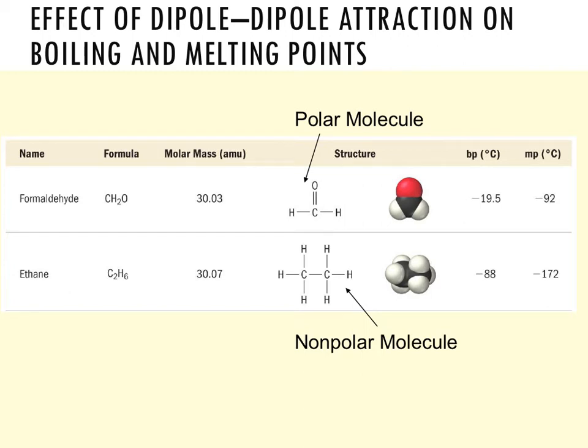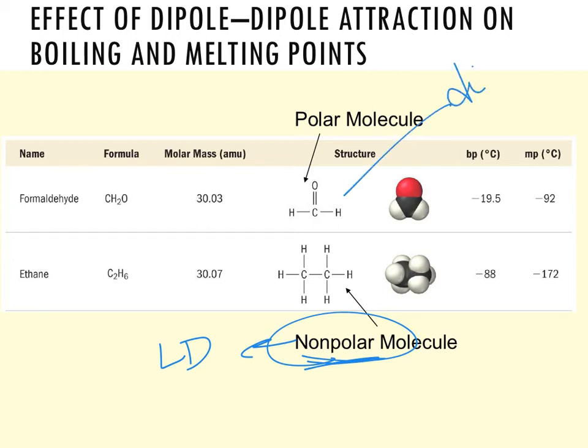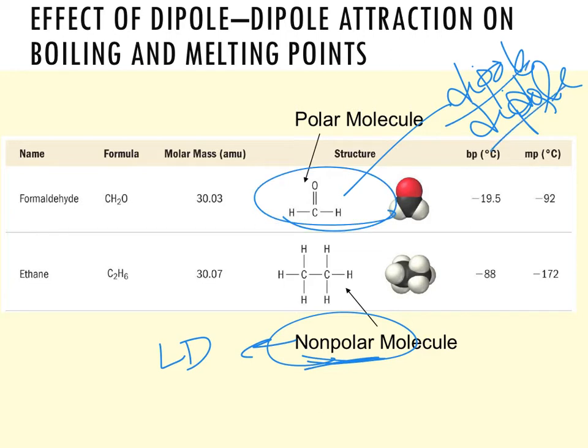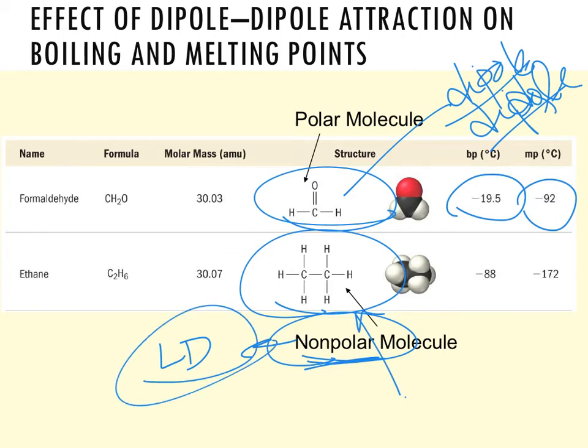So now that we've talked about London dispersion forces, which occur in all molecules, but nonpolar molecules only have London dispersion forces, let's compare London dispersion forces for a nonpolar molecule with dipole-dipole attractions for a polar molecule. Polar molecules have dipole-dipole, therefore stronger attraction, therefore they should have a higher boiling point and a higher melting point. Let's make sure they do. Looking at a nonpolar molecule which only has London dispersion, you can see that the boiling point is a lot lower than for the polar molecule, as is the melting point.